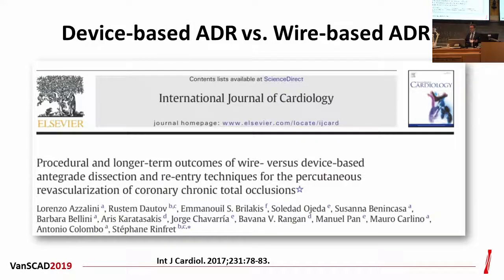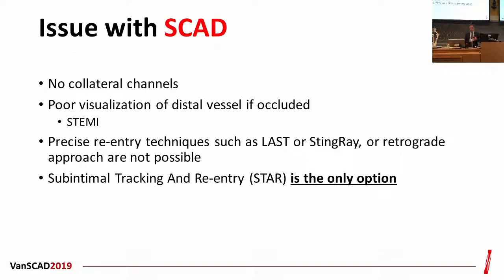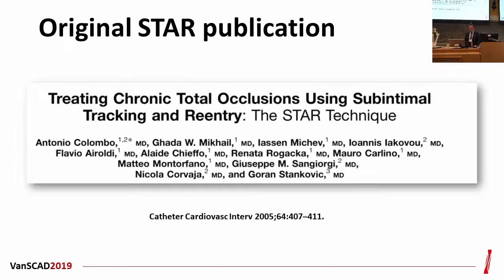Is it a good technique? Well, we've known that it's an okay technique, but if you can do other techniques, they're better in terms of long-term outcomes. We've known that from data and everything. Now, newer techniques yield better results. But the issue with SCAD is that we don't have collaterals, as I said. They're in STEMI, usually. If you are doing something and they're very ischemic, they're in STEMI. So STAR is the only option.